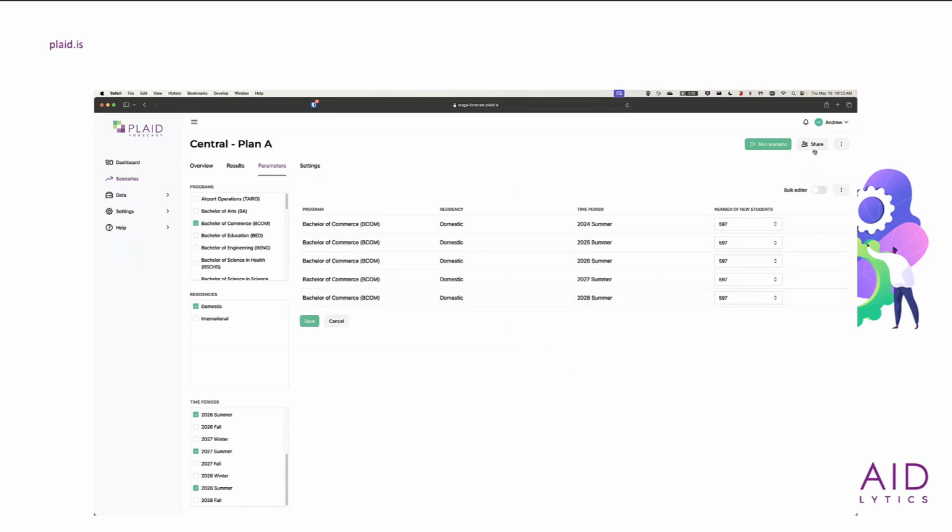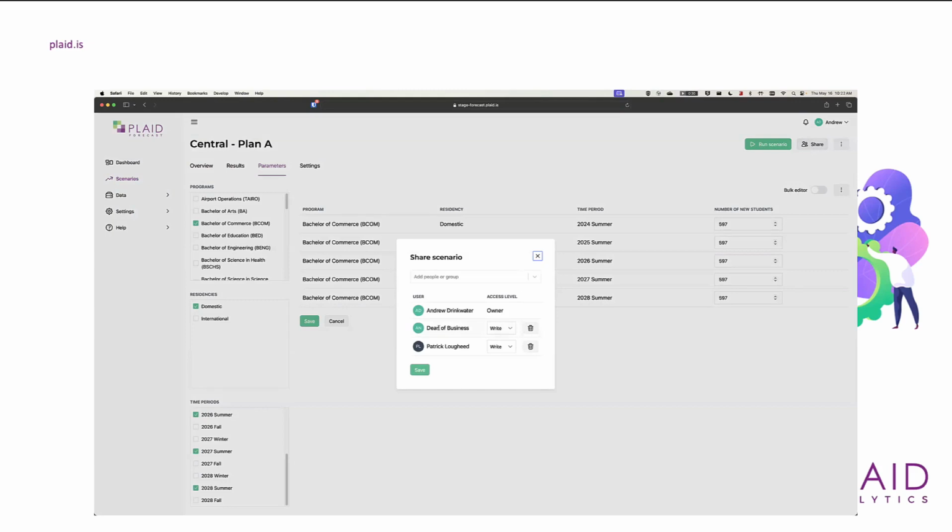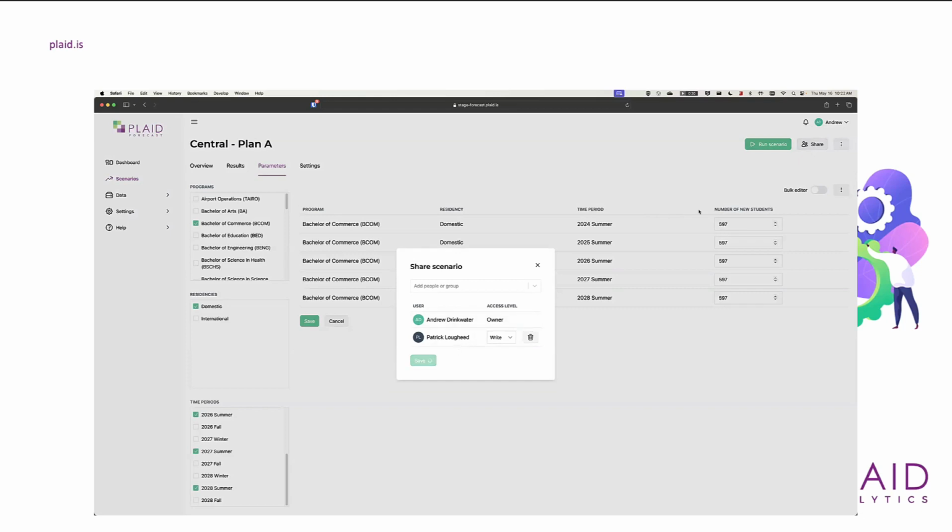So my next step would be to share my scenario with the Dean of Commerce. So up at the top right, there's a share button. I can see here that I've already shared it with the Dean of Business. So I'm going to temporarily remove that so that you can see the process, and I'll hit save.